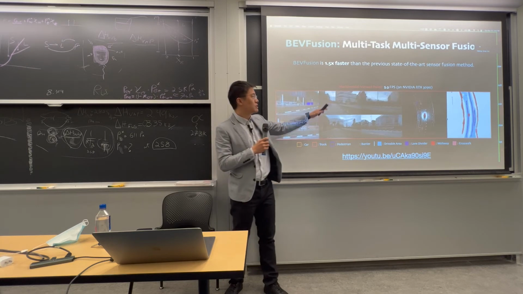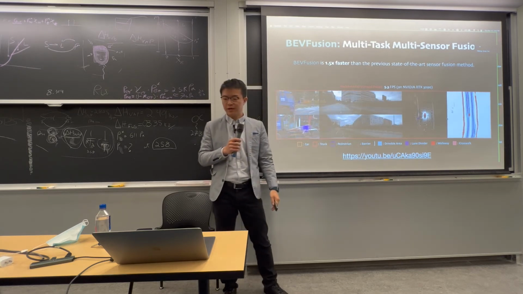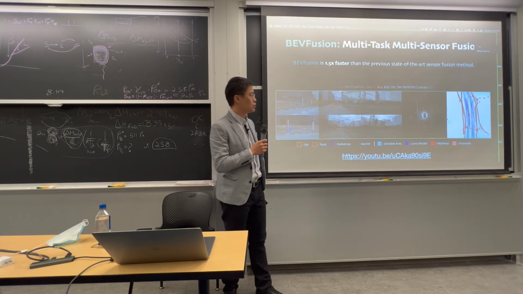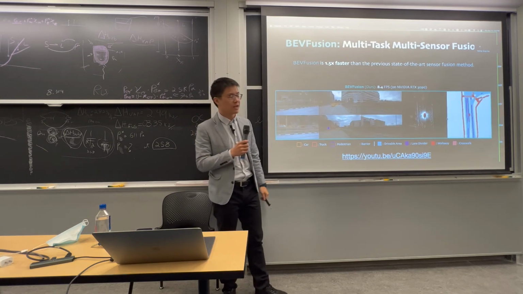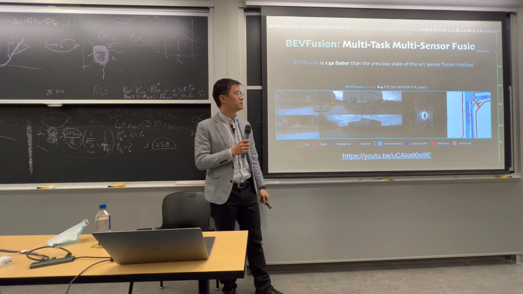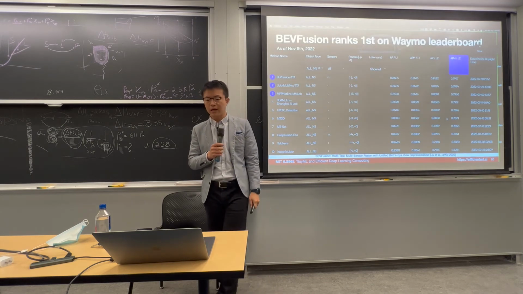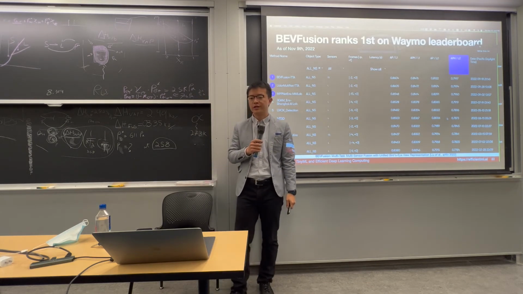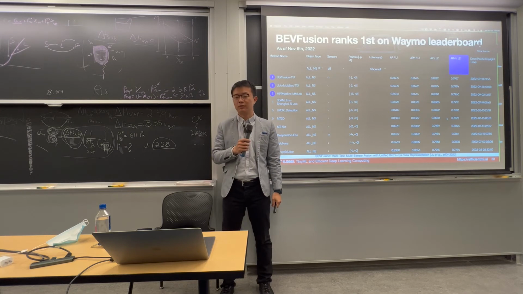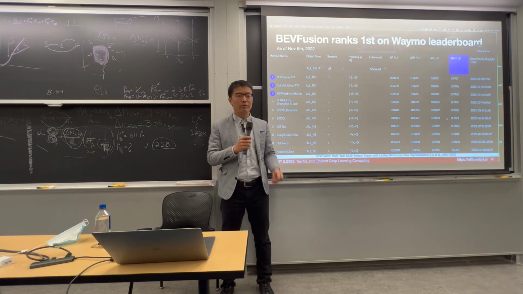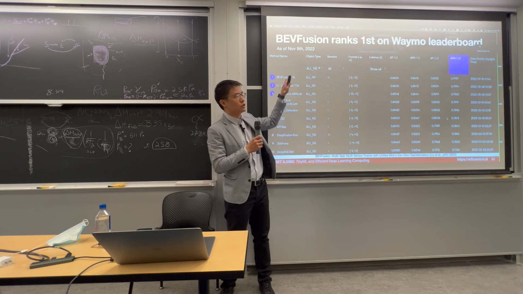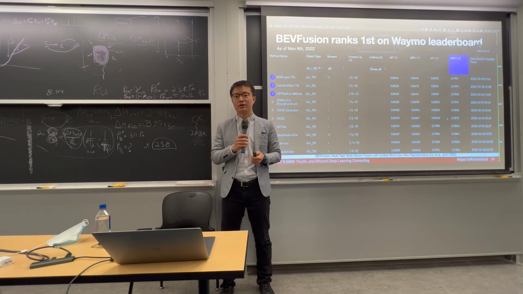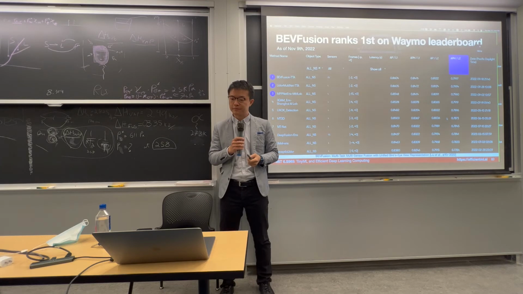And this is showing the baseline method running at about 5 FPS on an RTX 3090 GPU, versus we can run about 8.4 frames per second on the same GPU. Currently, this method is ranking first on the Waymo leaderboard, which is a very popular leaderboard produced by Waymo. This is for object detection, 3D object detection.